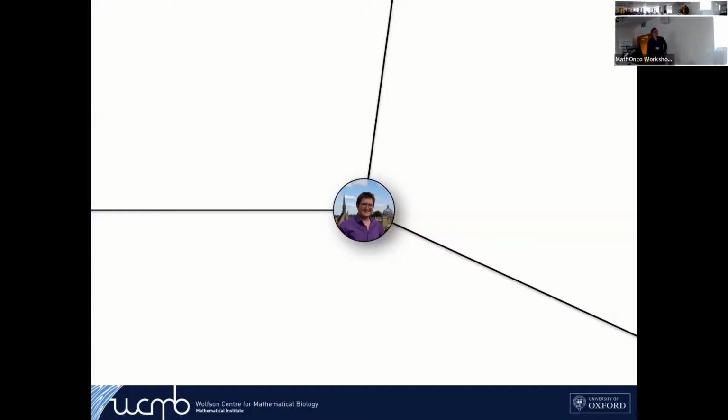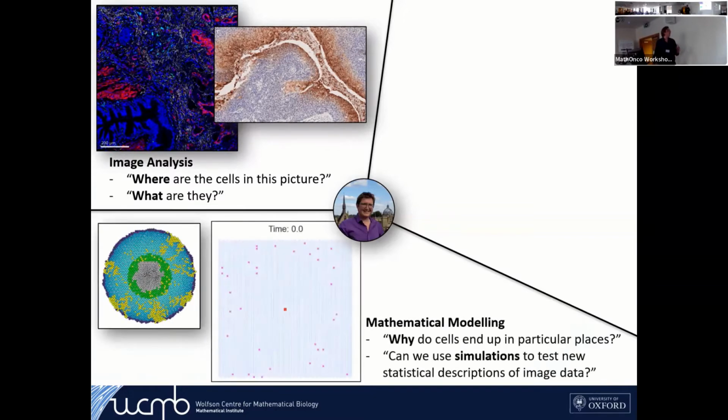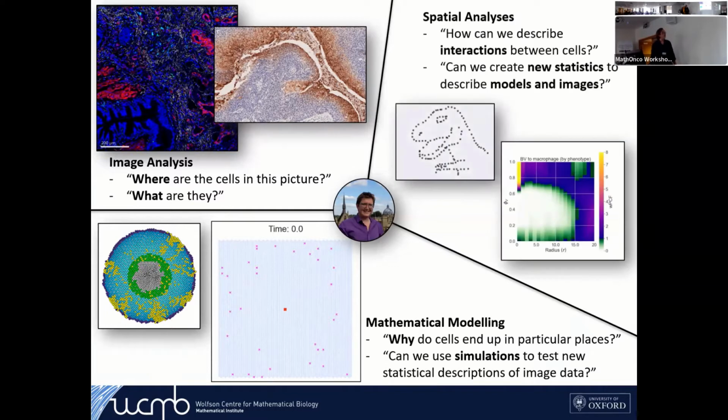I'll just give you a very quick overview of what I'm interested in research in general, and then you'll see how this talk fits into that more specifically. I'm very motivated by image analysis, and in particular at the moment, multiplex images, like this one up on the left. So looking at where different cells are and what they are, but then also using mathematical modeling to try and understand the processes behind spatial localization of cells. And then at the same time, taking statistical approaches to describe spatial localization, which can then be applied to both imaging data or to modeling data.